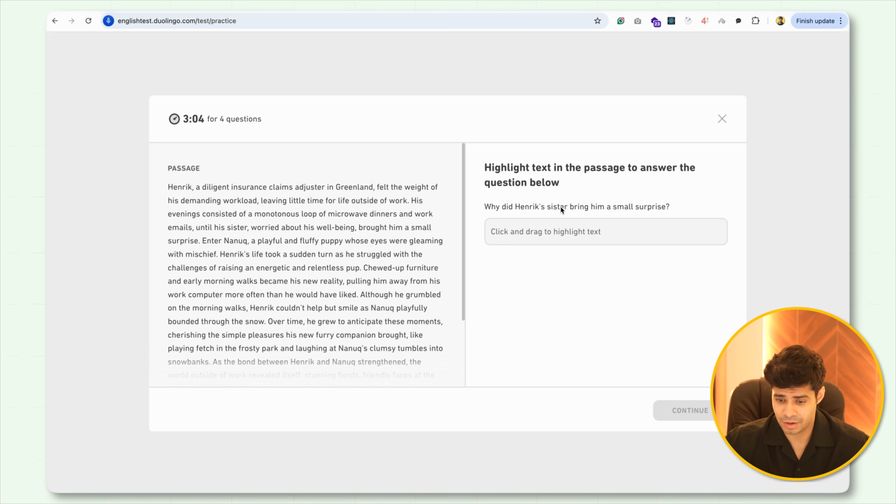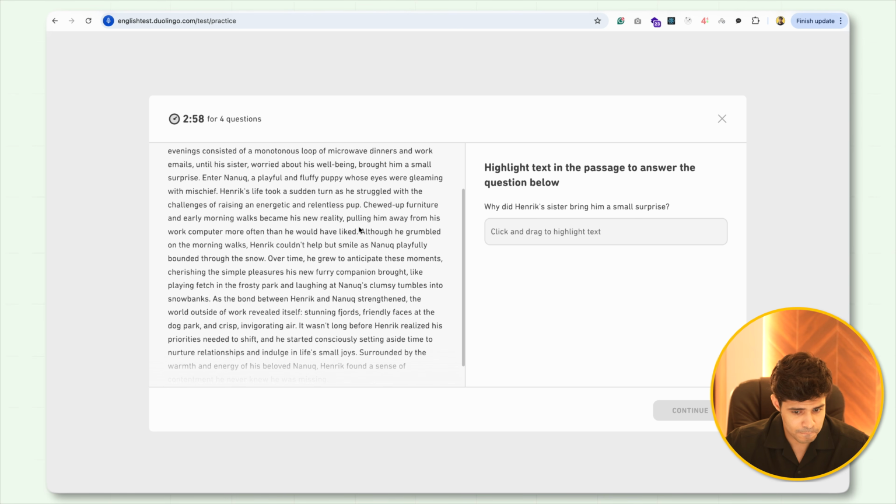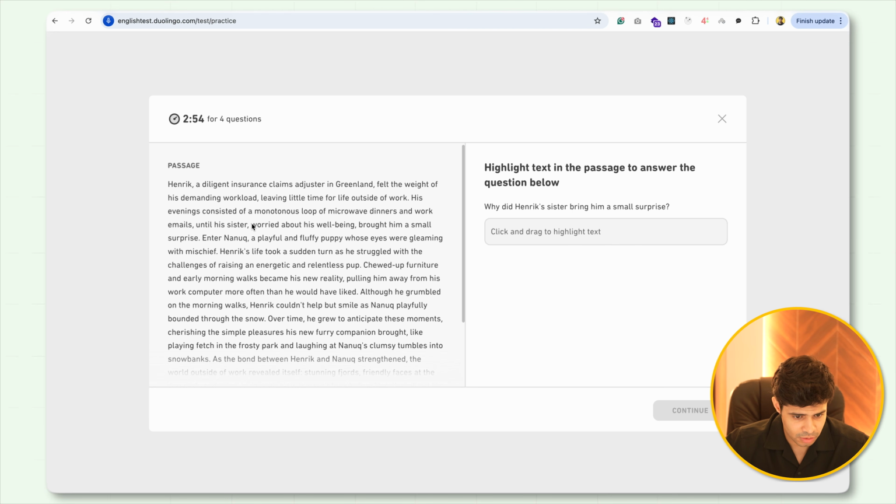Why did Henrik's sister bring him a small surprise? Well, that's because this guy was miserable. So, let's see. Right over here. Worried about his well-being, right? Do you have to have the whole sentence? No, this is just a text, right? So, worried about his well-being. Okay. Actually, I would like to do the whole thing, I think. His evening concern. Okay. Yeah.